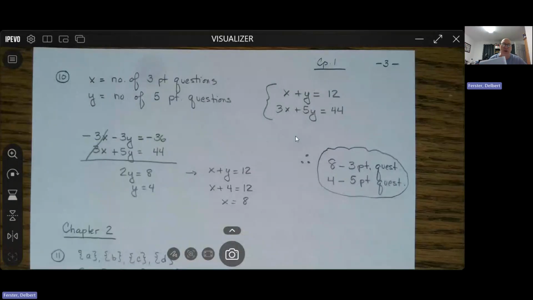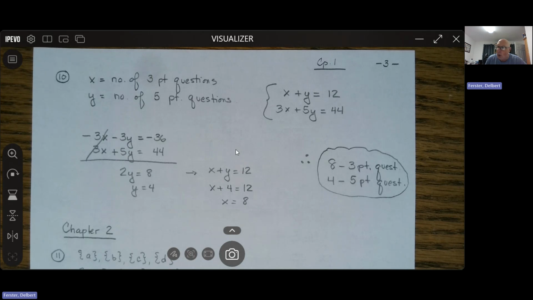Okay, on top of your screen, you can see that we're still going to look at the solution for problem 10. You know that a question was worth either 3 points or 5 points, and they scored a total of 44 points and they answered 12 questions. I went after this one as a system. I let X be the number of 3 point questions. I let Y be the number of 5 point questions, and that generates for us a system of two equations and two unknowns. So if we add the number of questions of each point variety answered, we get 12 questions answered total. So X plus Y has to be 12.